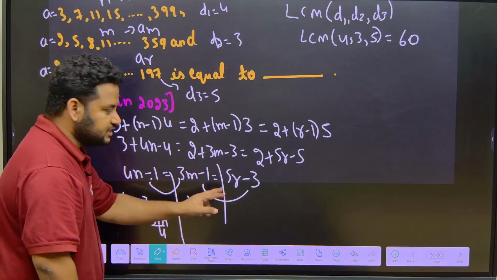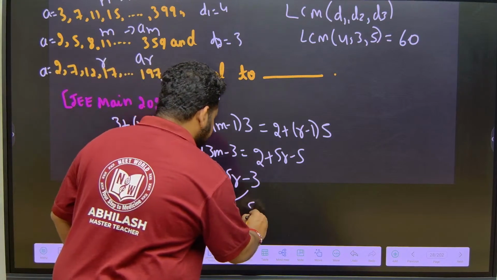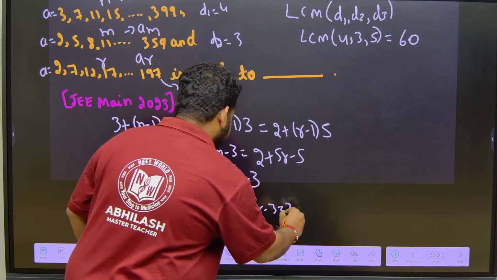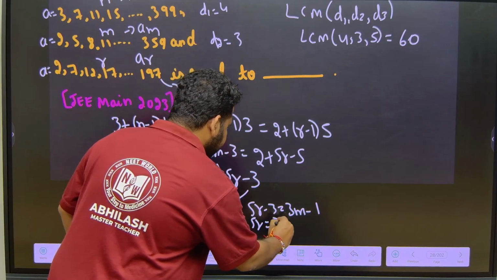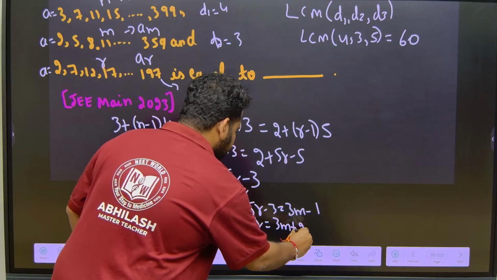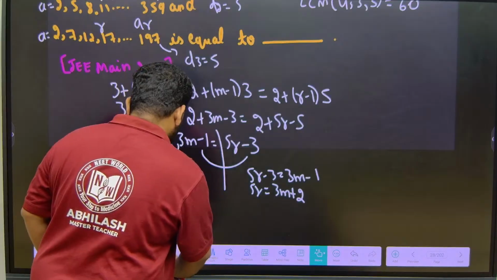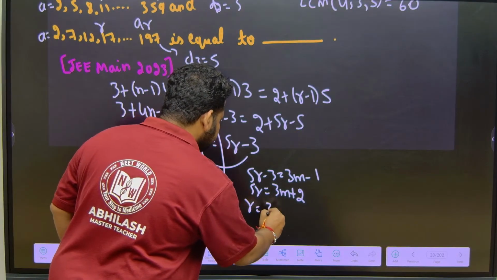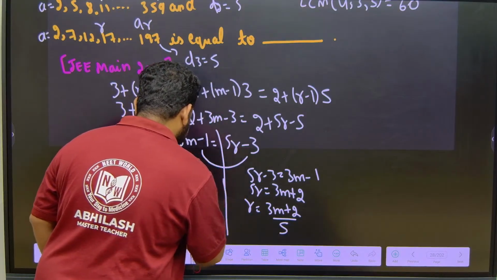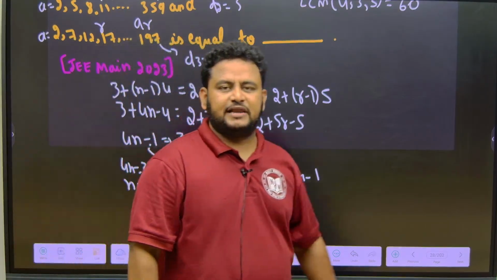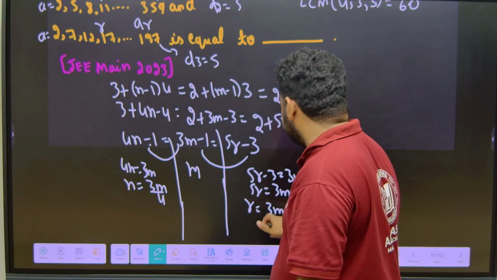Here look at this: 5r minus 3 I am equating to 3m minus 1. If I equate it, what will it become? 5r is equal to 3m plus 2, and r will be equal to 3m plus 2 divided by 5. Now we have to put the values for m that satisfy all the 3. n should be an integer, r should be an integer, and m should be an integer.